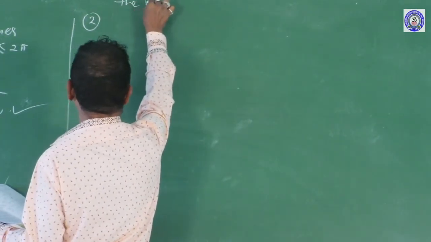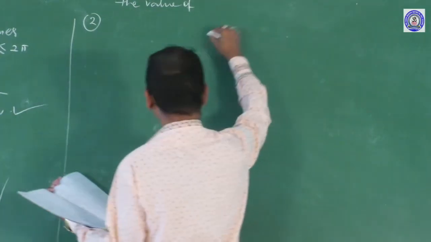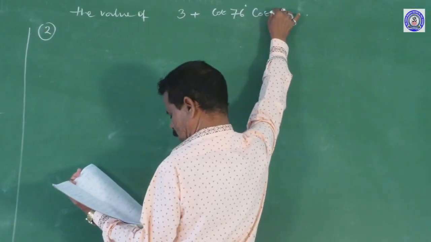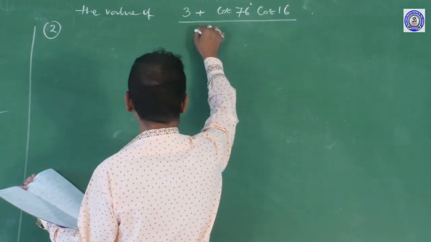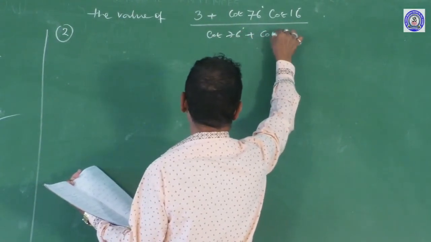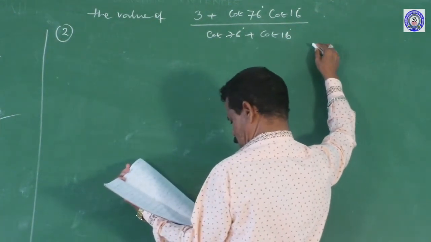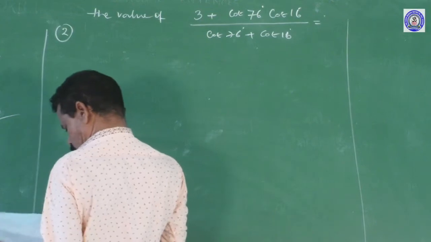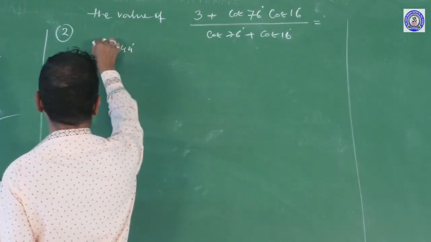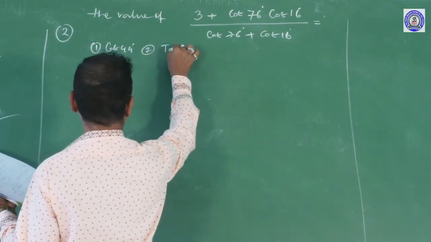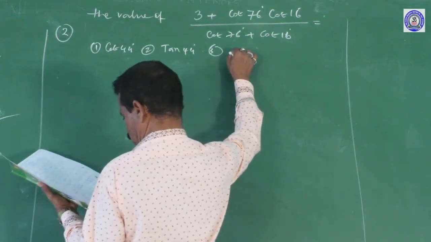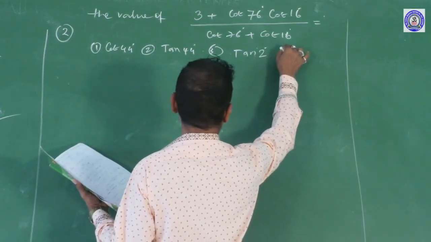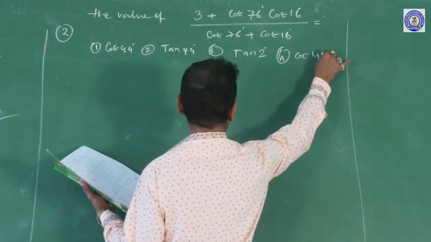Second question. The value of (3 plus cot 76 cot 16) divided by (cot 76 plus cot 16) is equal to, here the options: 1, cot 44; 2, tan 44; 3, tan 2 degrees; 4, cot 46 degrees.